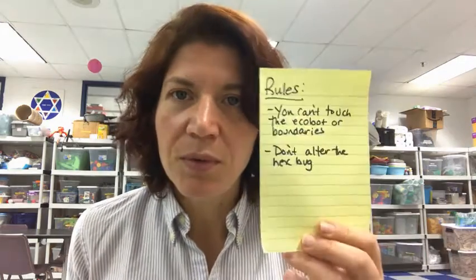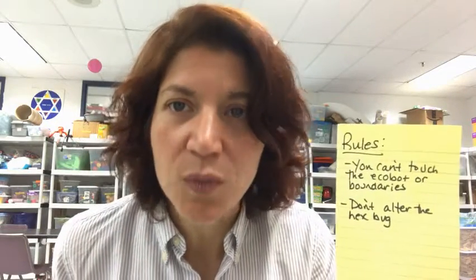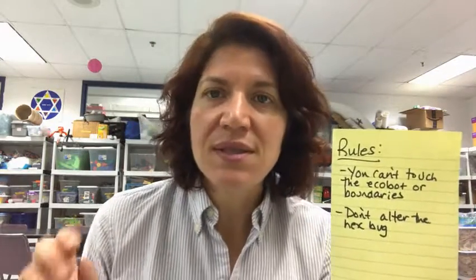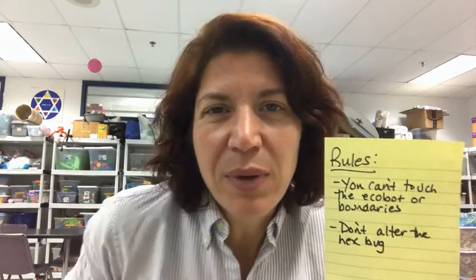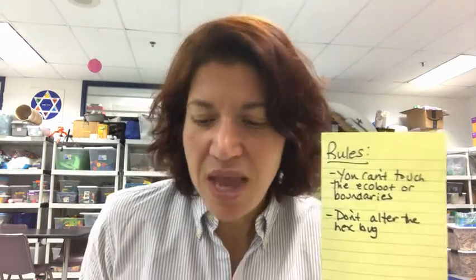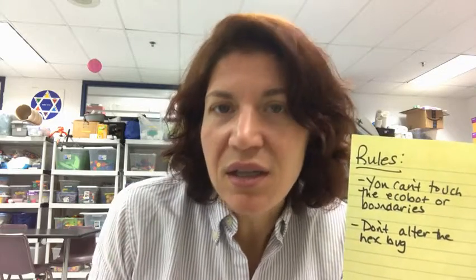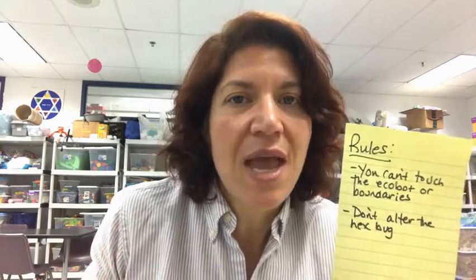All right, the rules. You can't touch the ecobot or the boundaries once it's going. So once you've created your things, you can't push the hex bug to the area that you want. You gotta let it run. You can't hold the boundary still if it's pushing it and it's not holding up. You need to reinforce the boundary. You can't hold it with your fingers.